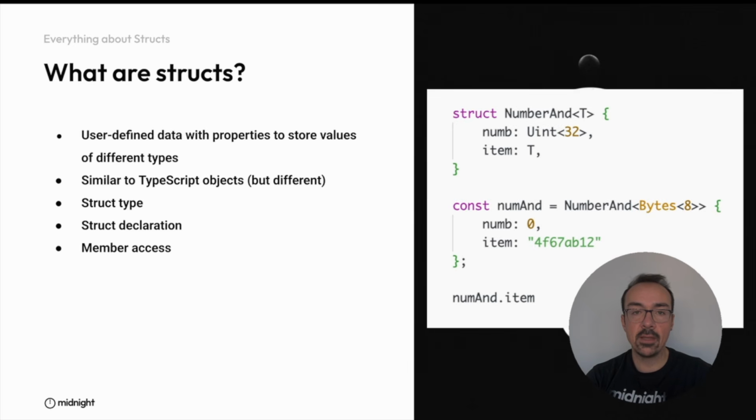In order to access the different properties of the struct, just like in TypeScript, you're going to use the dot notation. So you use the name of the struct that you declared, dot, and the name of the property that you want to access on the struct. So for example, for the num and struct, if you want to access the item property and the value in that property, you would call num and dot item. So once again, that's exactly the same thing like in JavaScript and in TypeScript.